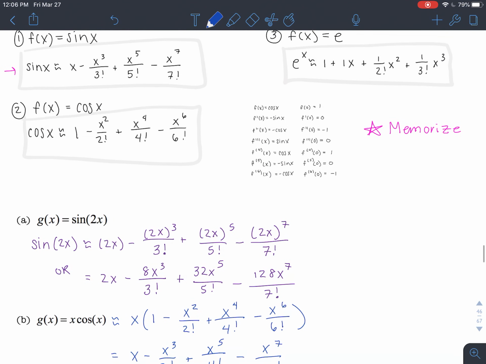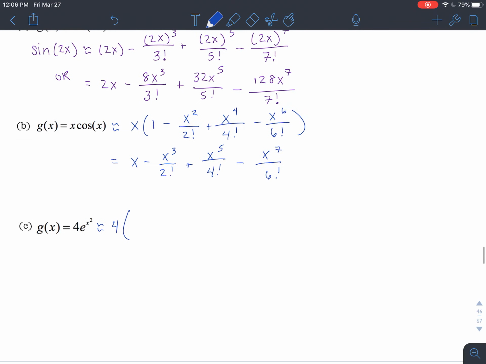Okay, so then we have our last one. So we're going to build as we go. So I have a 4 on the outside. And then my e to the x function, right? If I look back up, it's 1 plus x plus 1 over 2 factorial x plus 1 over 3 factorial x cubed, and so forth. So I have 1 plus, instead of x, I'm going to have x squared plus x squared squared over 2 factorial plus x squared cubed over 3 factorial. Right?